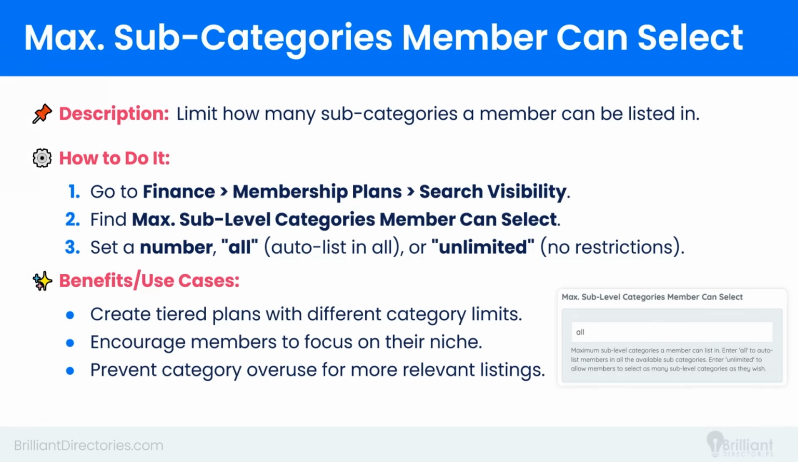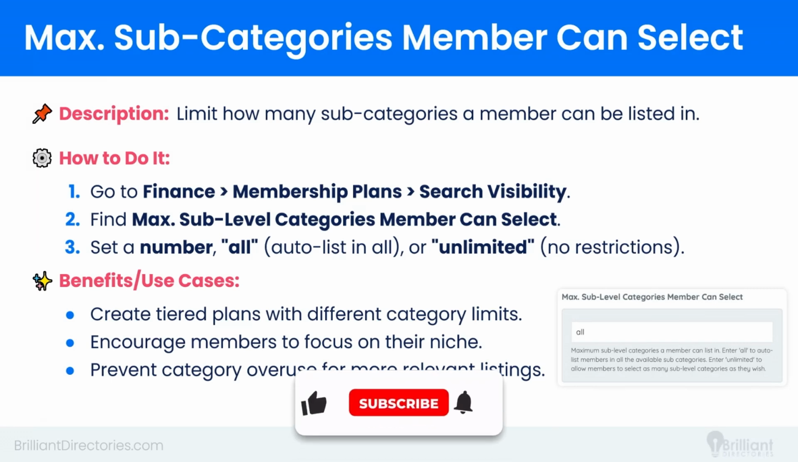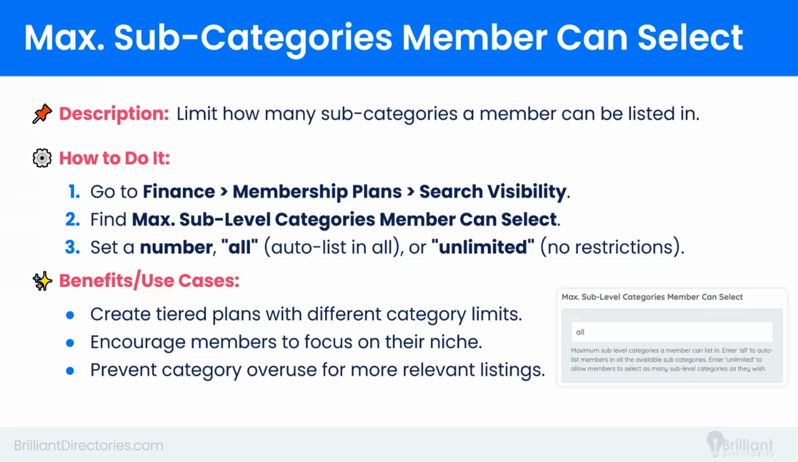So you would just go into finance and membership plans. You would select the membership plan that you want to edit. And then within search visibility, you'll find the maximum sub-level categories members can select option in there. And then you have a few options for what you can put in there. You can just put a number. So if you only want members to select up to 5 subcategories, you would just enter 5, or you could enter 0 if you don't want them to be able to select any subcategories.